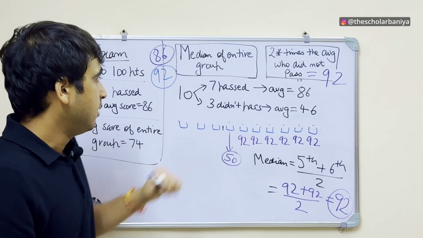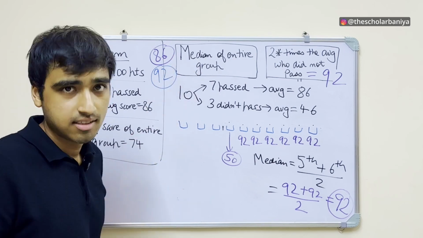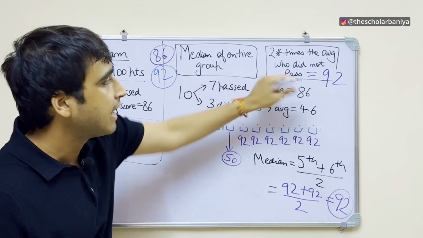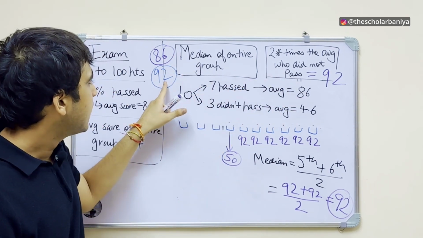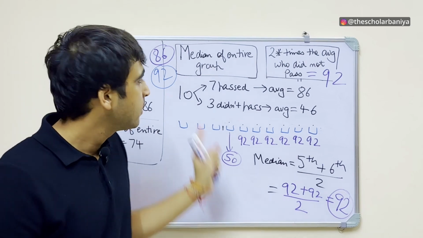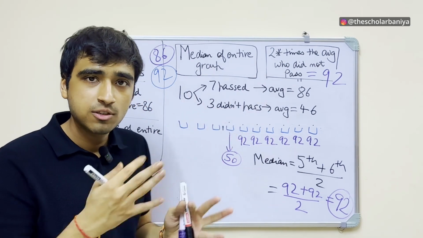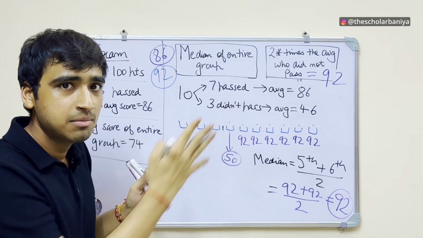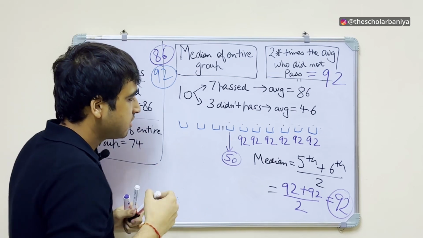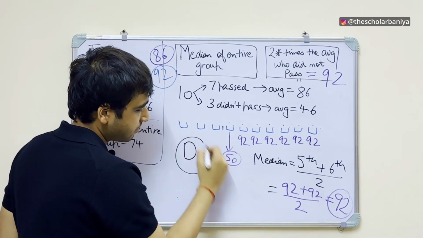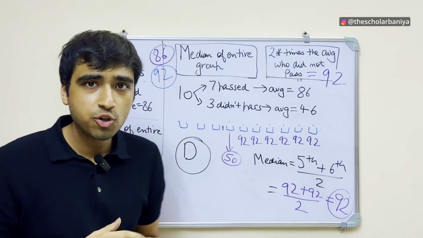That means in one case the median can be 86, which is less than 92, right? In the other case the median can be 92, which is equal to 92. So sometimes it is greater, sometimes it is equal. So the final answer becomes what? D. I hope this should be clear.